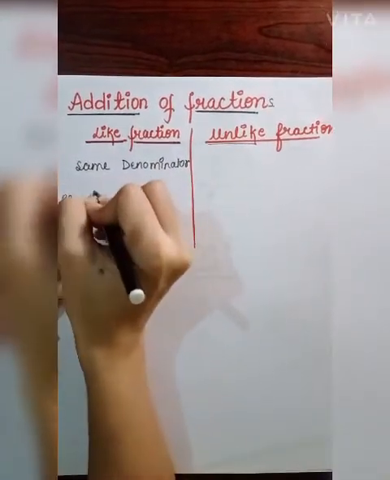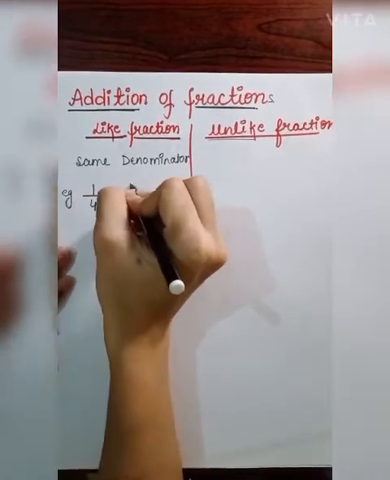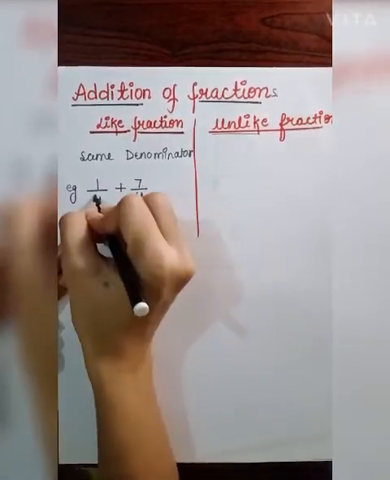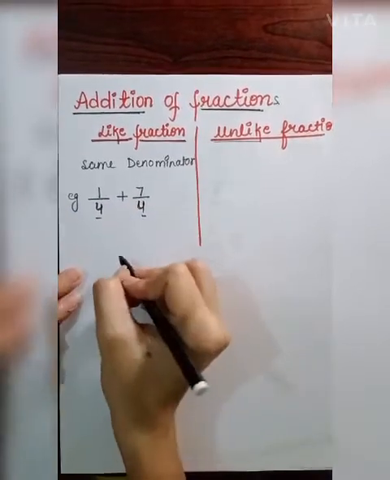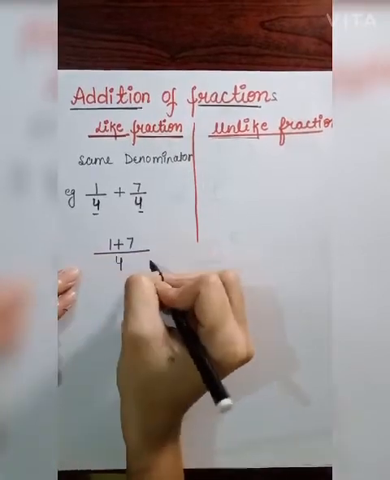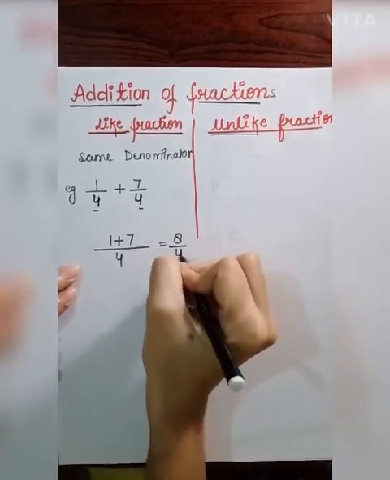Suppose we have to add 1 upon 4 plus 7 upon 4. Here the denominators are same. This is the like fraction. What we will do? We will write 1 plus 7 upon 4. This will be 8 upon 4.